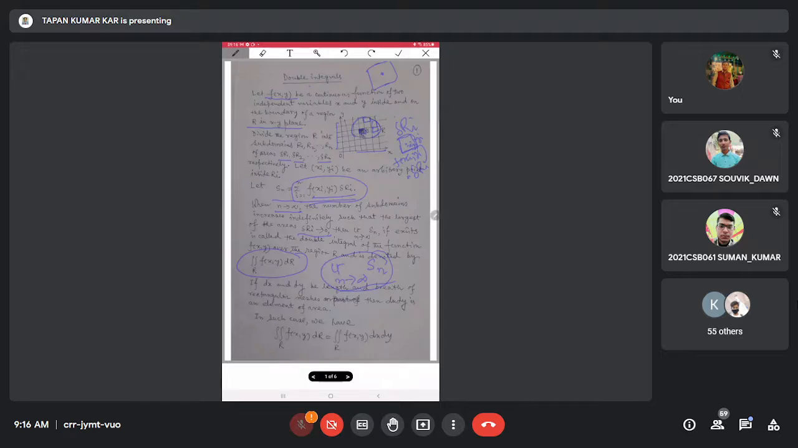So one thing you must remember: if this limit exists as n tends to infinity, it means you are taking the subdomains to be very small, so that almost its area tends to 0. That is written here, delta Ri tends to 0. And in that case, if the limit of Sn as n tends to infinity, if this sum exists, then it is denoted by this double integral.